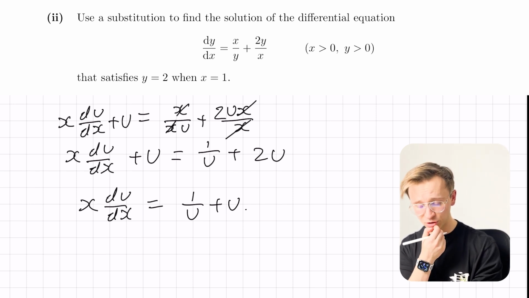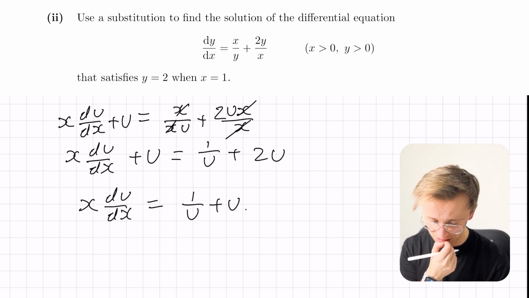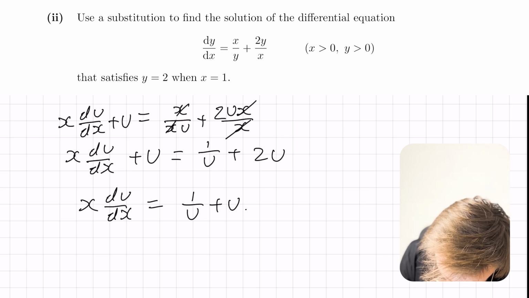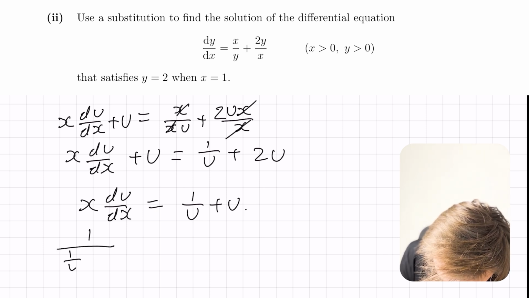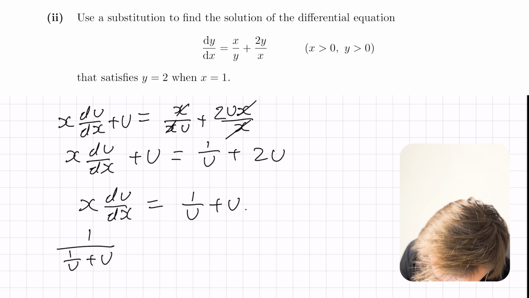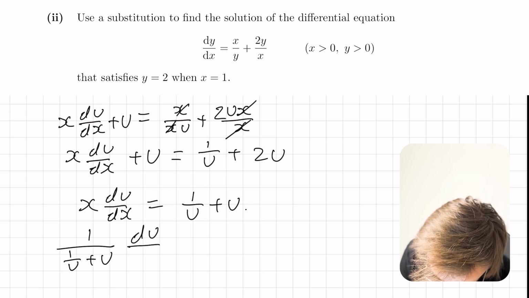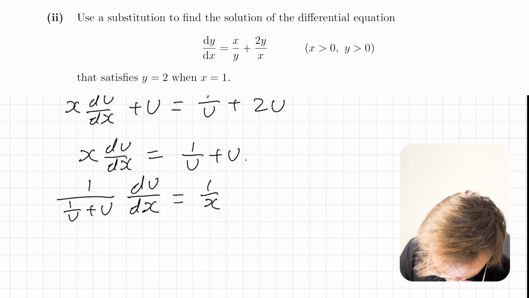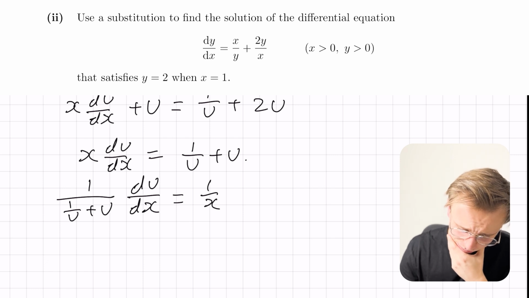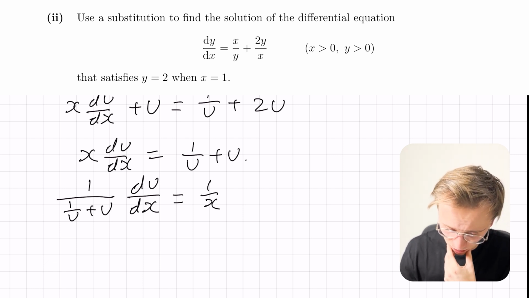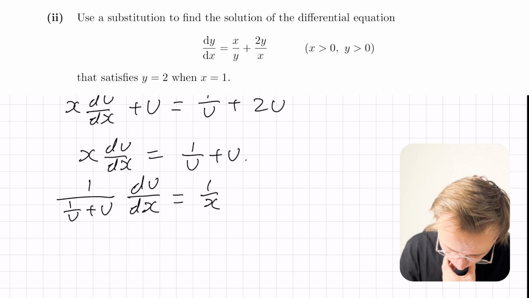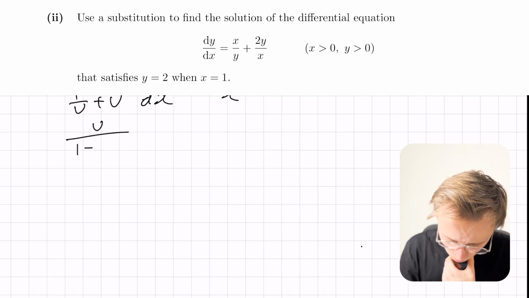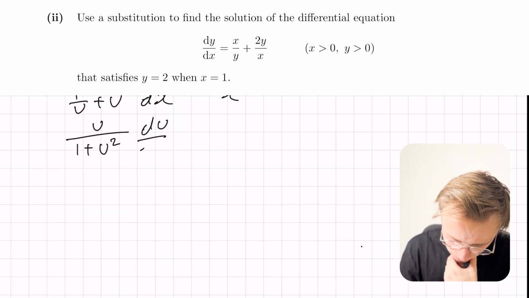Okay, so again, I can use separation of variables. It's not as neat as it was last time, but I can still use it. So therefore, bringing it all over, 1 over u plus u du by dx equals 1 over x. Gonna have to neaten this left hand side. It's not super nice, but let me multiply by u top and bottom to neaten it up a little bit. So we've got u over 1 plus u squared du by dx equals 1 over x.